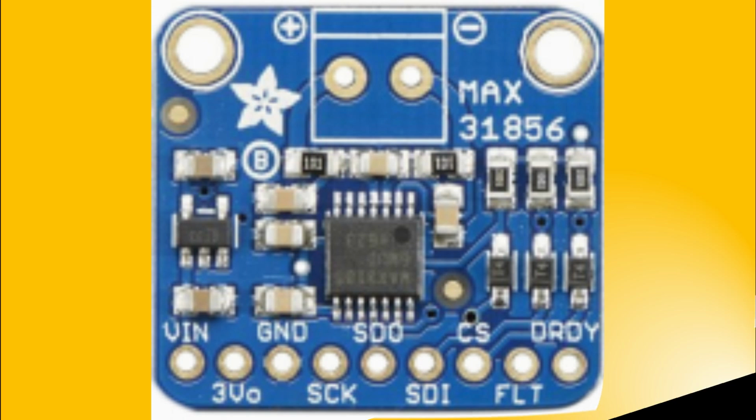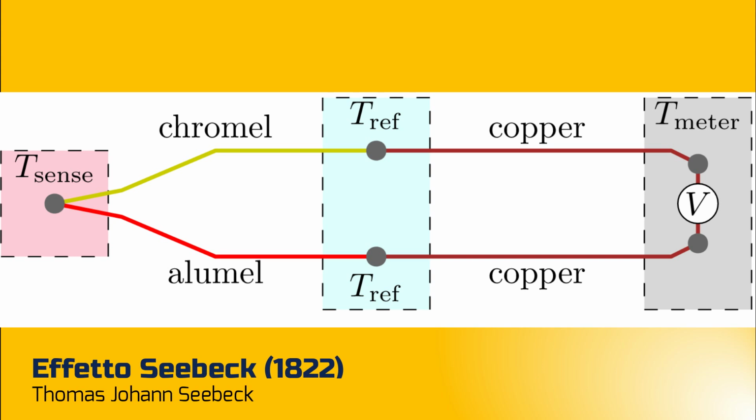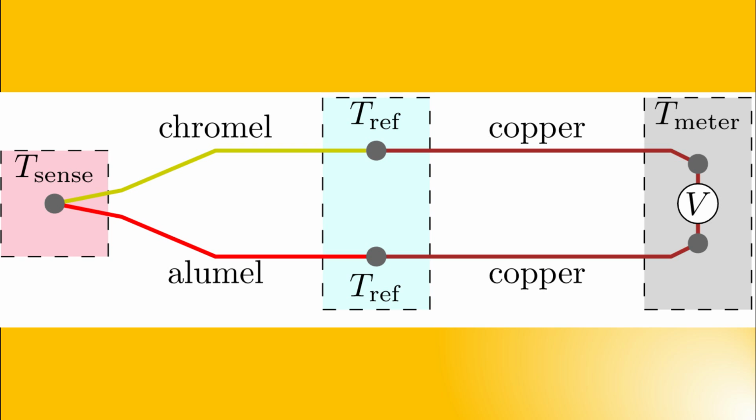Let's say right away what a thermocouple is. The thermocouple is a temperature transducer whose operation is based on the Seebeck effect. This effect was discovered in 1822 by Thomas Johann Seebeck, an Estonian-born physicist, who discovered that in a closed circuit formed by two different metals and soldered together at the end, a potential difference proportional to temperature is established.